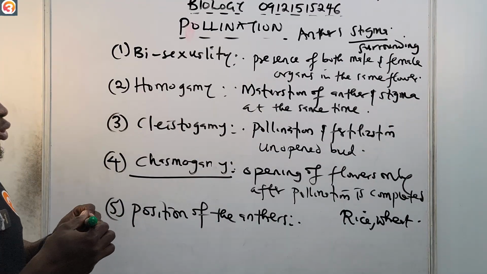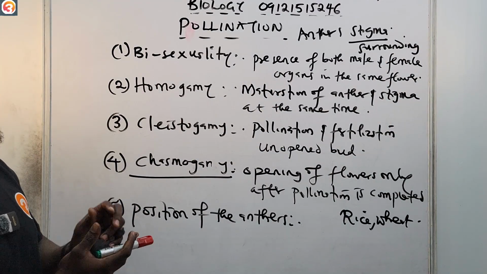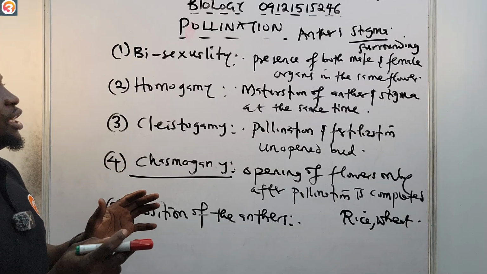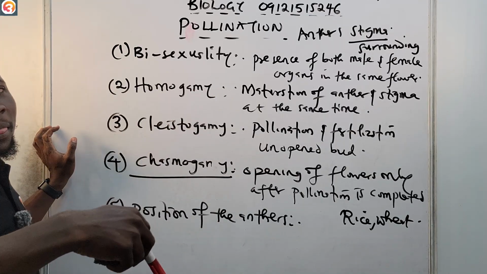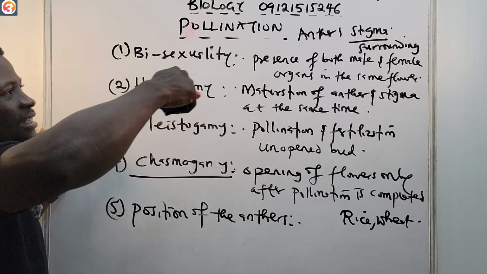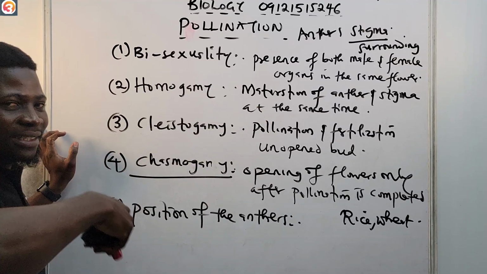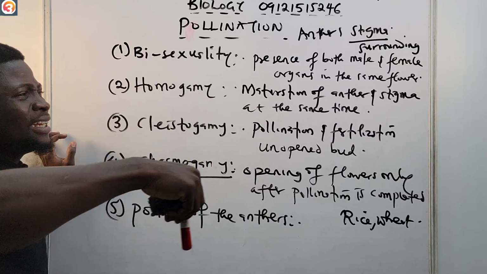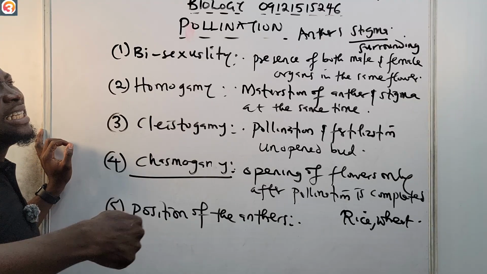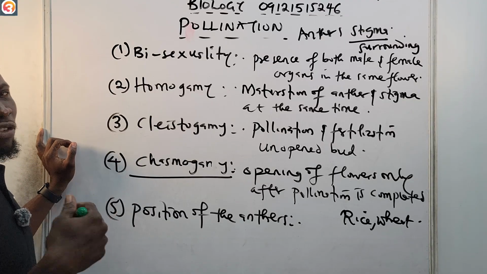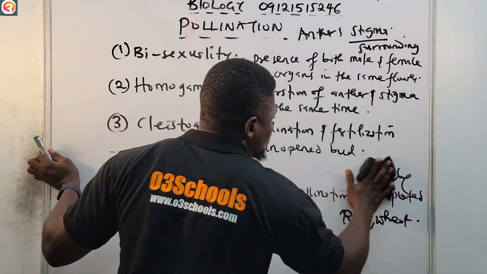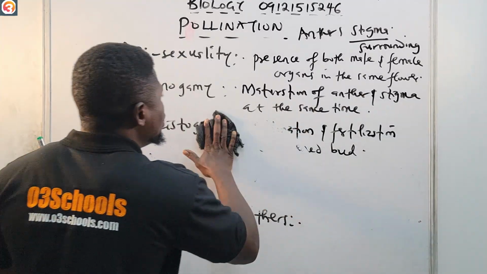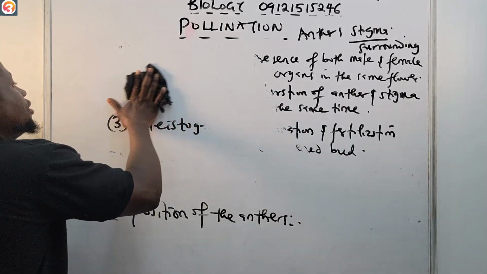So the position of the anthers is another factor that helps to encourage self-pollination, because in the flower you see the stigma surrounding the anthers. If they are already in close proximity, it encourages self-pollination and will not take us to cross-pollination.